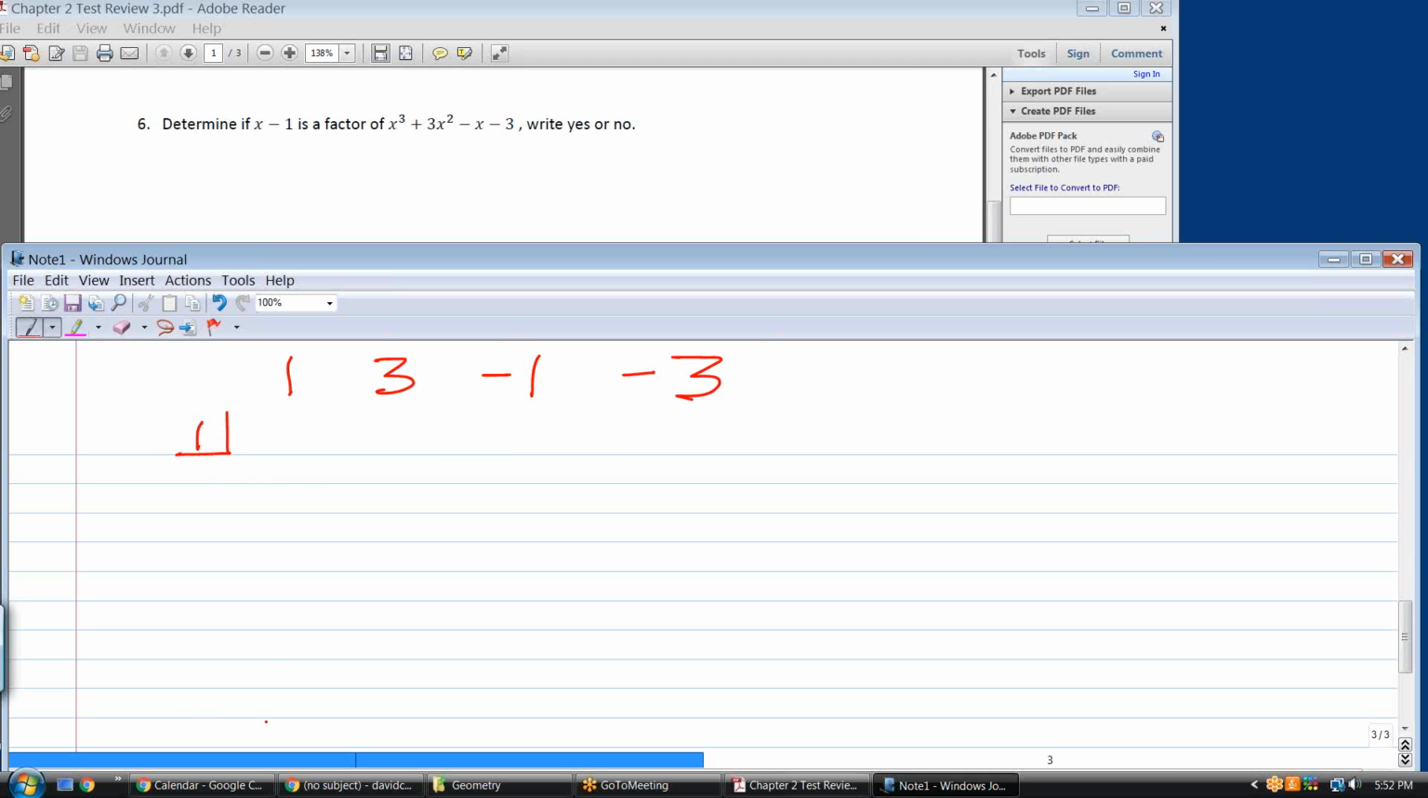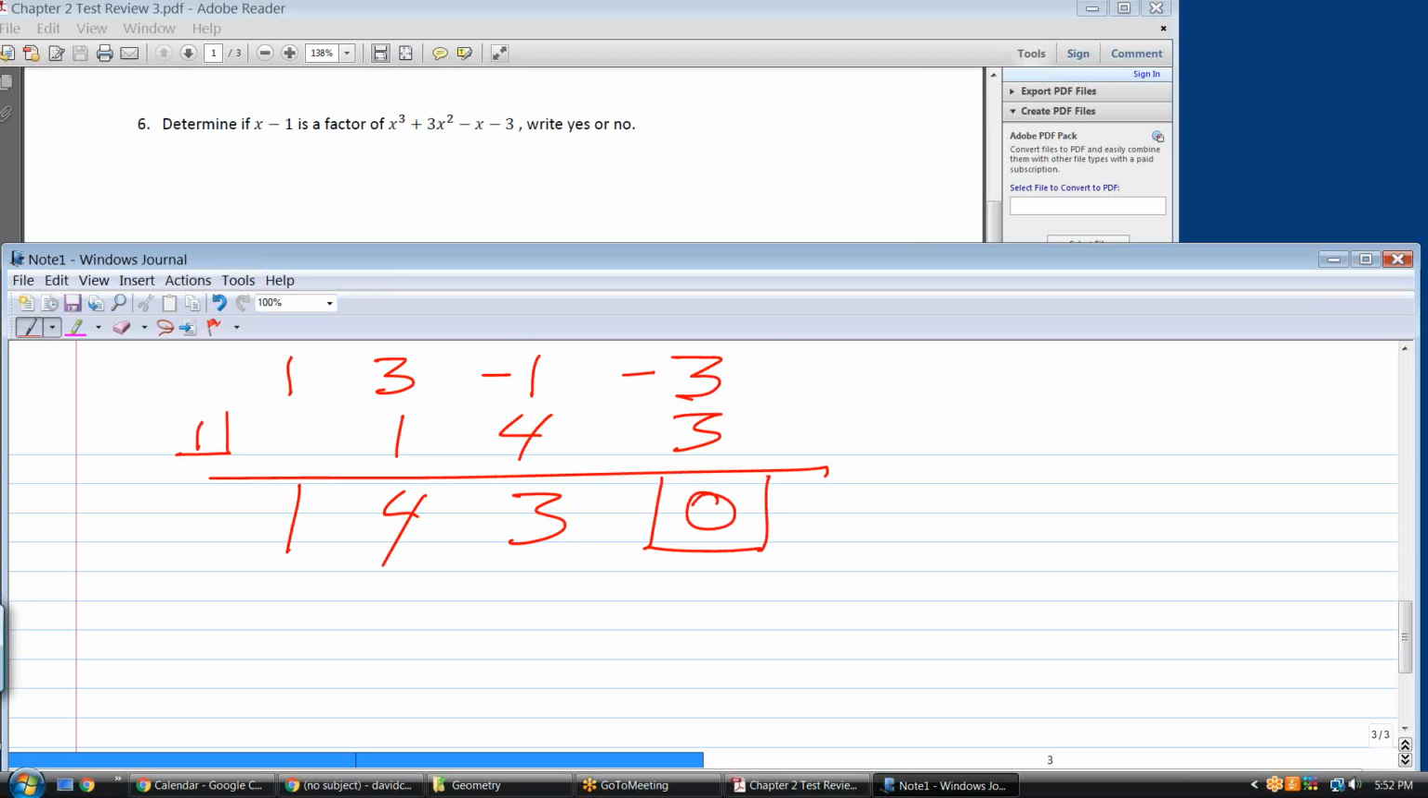All right, now what? I'll put a little arrow under the 1 and then make it 1. Always bring whatever that number is down below the line. That's your starting spot. Now what? Then multiply that by 1, which will be 1. Then 4, 4, 3, 3, 3, and then it'll be 0. So yes. By the zero remainder theorem, that means x minus 1 is indeed a factor of this.